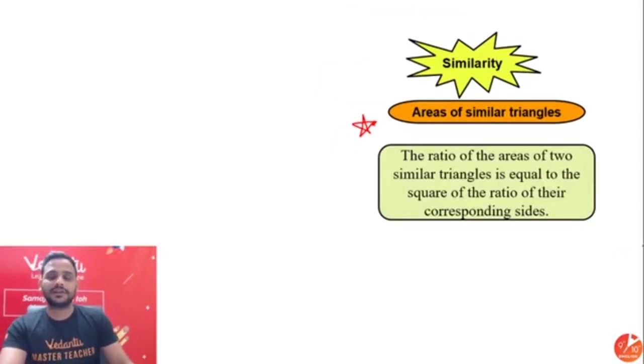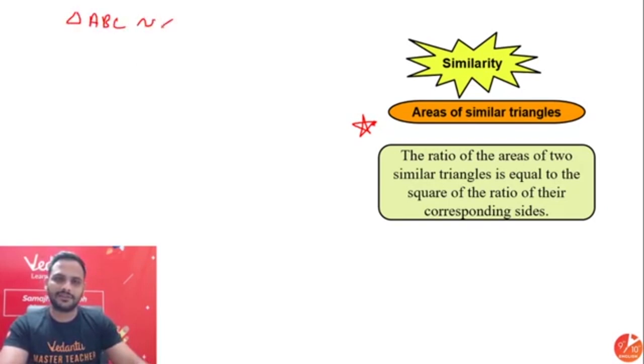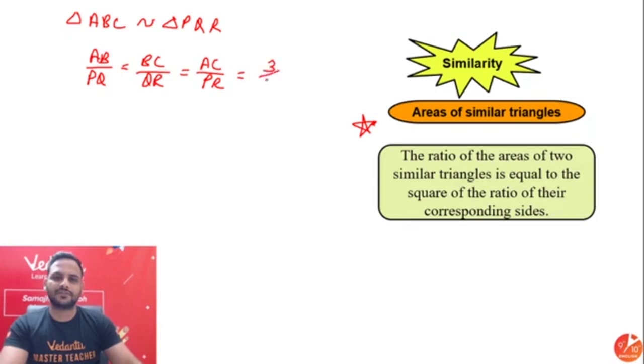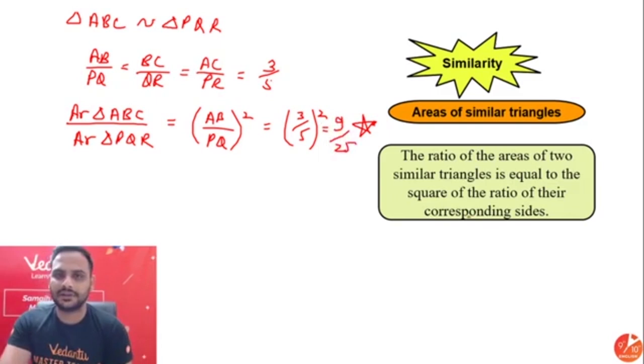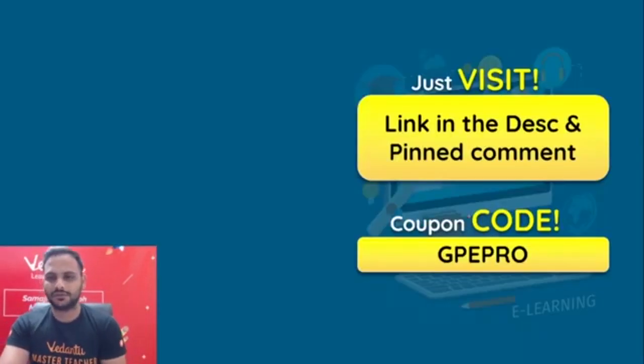This is the important thing. Suppose I have two triangles, and let us say triangle ABC. Suppose I give you that triangle ABC is similar to triangle PQR, and that AB by PQ is equal to BC by QR is equal to AC by PR, let's say equal to 3:5. And if I ask you what will be the area of triangle ABC upon the area of triangle PQR, what will be its ratio? So simple, the ratio of the squares of the sides. So you can write it as 3/5 whole square, that means 9/25. Simple method, simple rule. Its proof also we have done, so you can check that out.